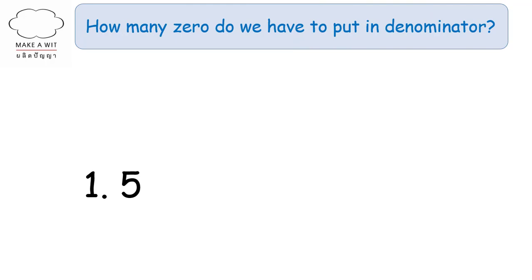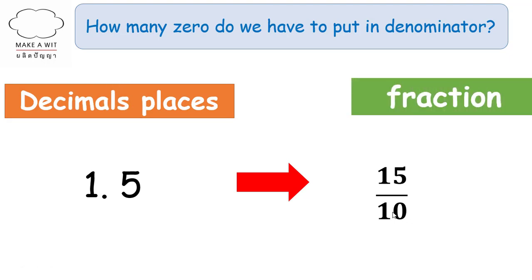Okay, and next, number 1.5. How many zeros do we have to put in the denominator? What do you think? This 1 zero means the number 10. So this one we write 1 and 5 first, and after that write over 10. It means 1.5 equals 15 over 10.